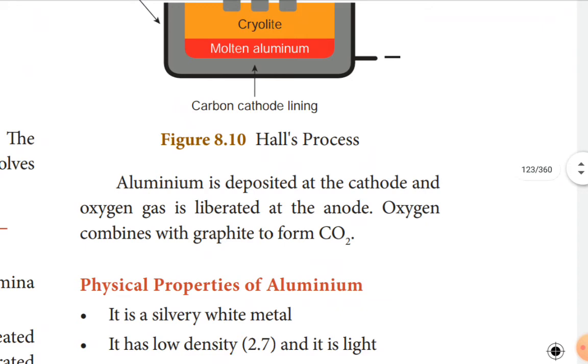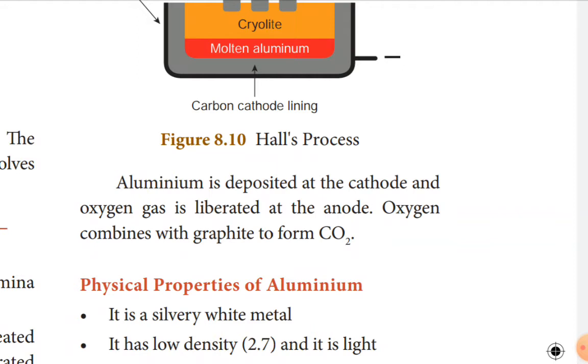Then aluminum is deposited at the cathode and oxygen gas is liberated at the anode. Oxygen combines with the graphite to form carbon dioxide. So the aluminum obtained in this process is deposited at the bottom of the electrolytic tank, at the cathode. The oxygen liberated from the aluminum oxide combines with the anode and reacts to form carbon dioxide gas.